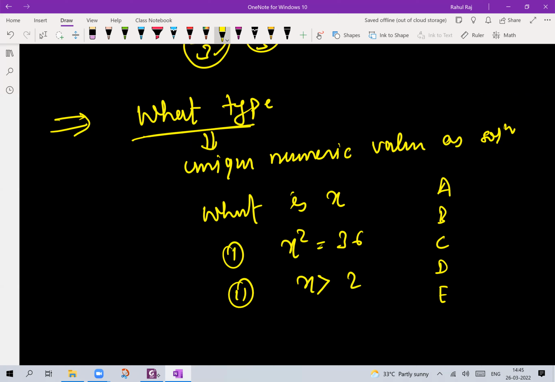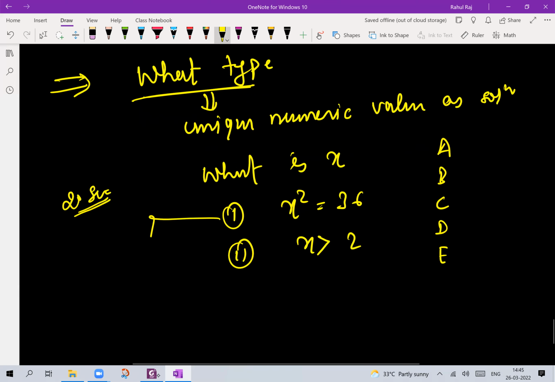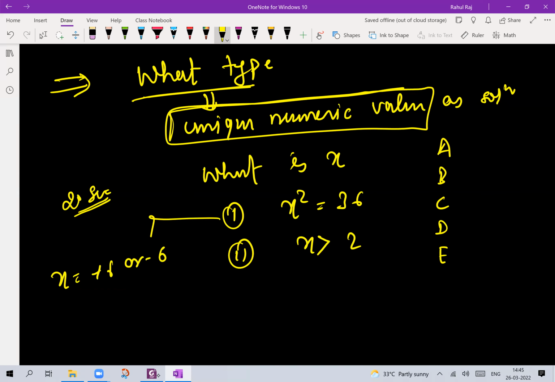So what should be the answer? Quick, 20-second problem. Is it D? No, but from option number 1, x square is what? Should be C, because x is equal to plus 6 or minus 6. And you must have a unique numeric value as the answer. Only one value. So option number 1 is not sufficient.